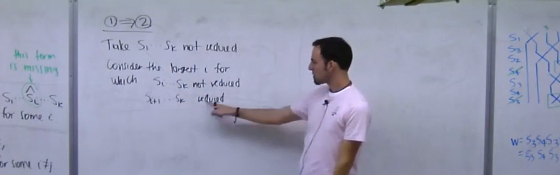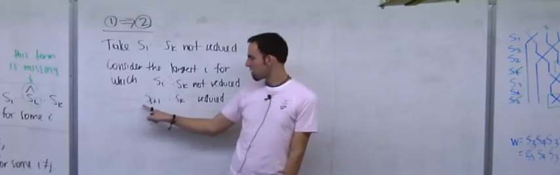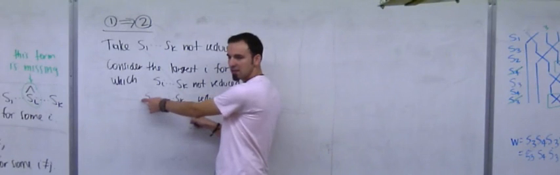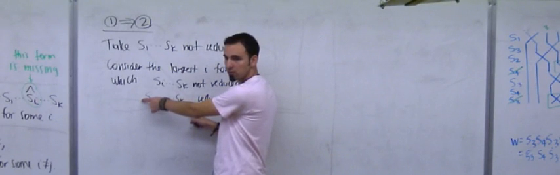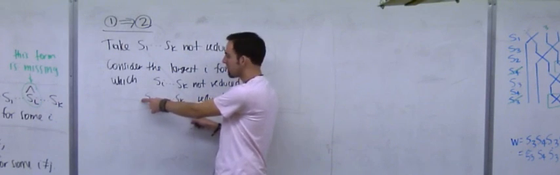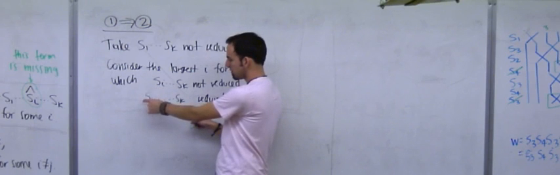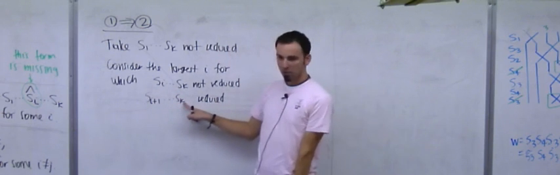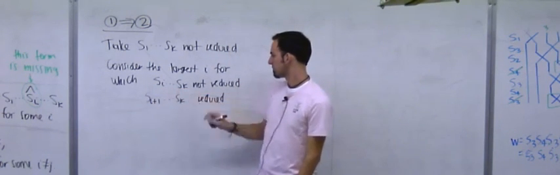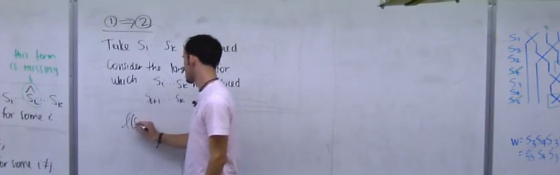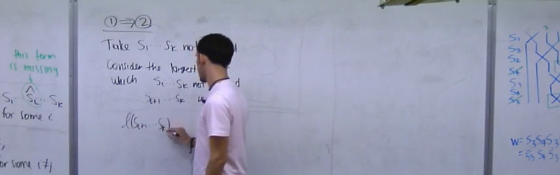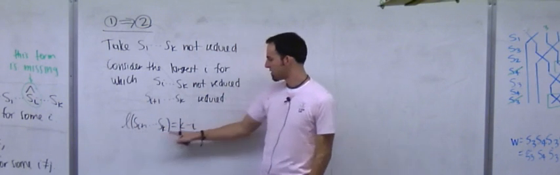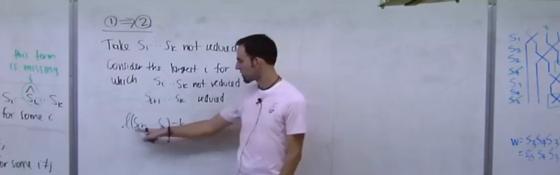So how can this be reduced and this not be reduced? That means that I had a word of a certain length, which when I multiplied it by Si, it didn't get longer, because if the element Si plus 1 up to Sk was longer, then this would be a reduced word for it. I'm assuming this is reduced, so the length of this element is k minus i. This really is the shortest word possible.